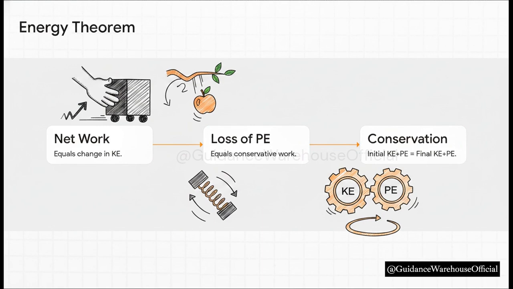First up, the work energy theorem states that net work equals the change in kinetic energy. Second, the work done by a conservative force naturally results in a loss of potential energy. Put those 2 facts together and you arrive at the golden rule. Initial kinetic energy plus initial potential energy equals final kinetic energy plus final potential energy.